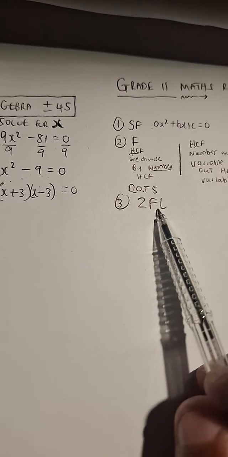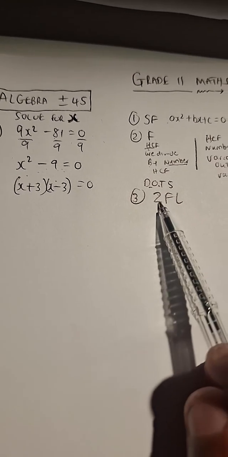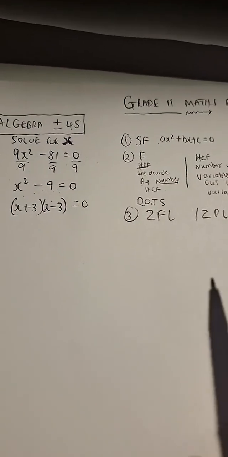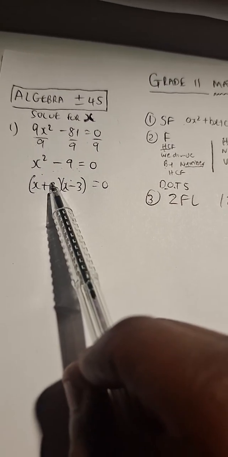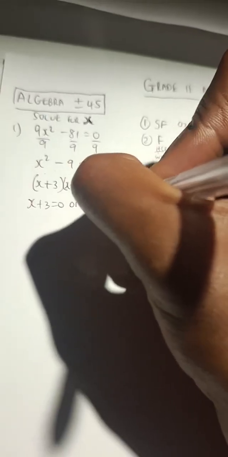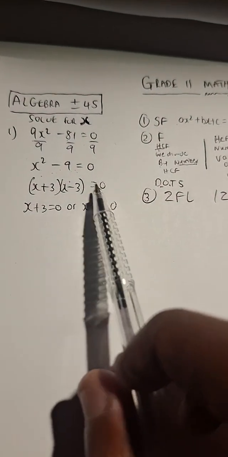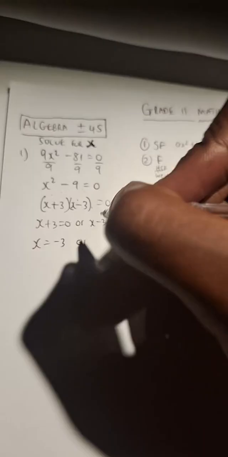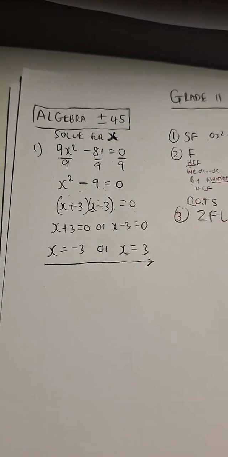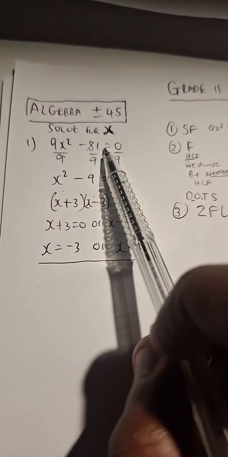The zero factor law. Sometimes they call it the zero product rule. So in other words, if there's a 0 on the right hand side and you have a product of factors, what we can say is that x plus 3 is equal to 0 or x minus 3 is equal to 0. This only applies if there's a 0 and a product of factors. Then ultimately we can say x is equal to negative 3. We take the 3, we transpose it to the right, it becomes negative 3. And then we say x is equal to positive 3. And that's simply the two answers that we get for 9x squared minus 81.